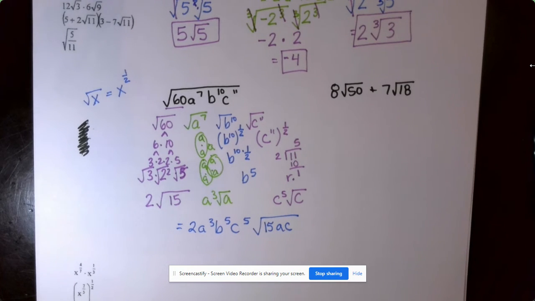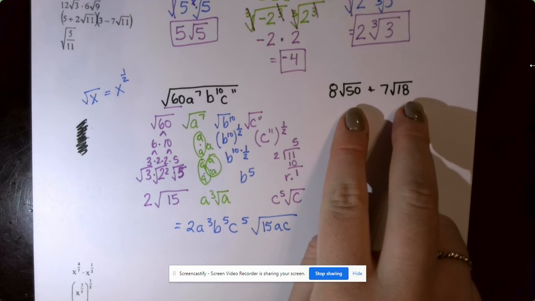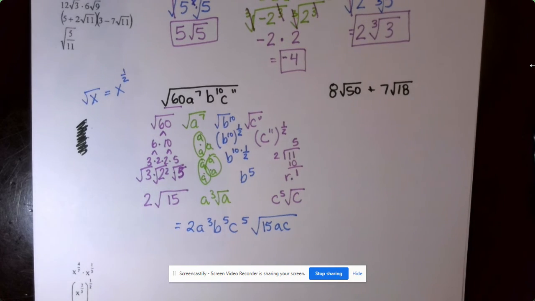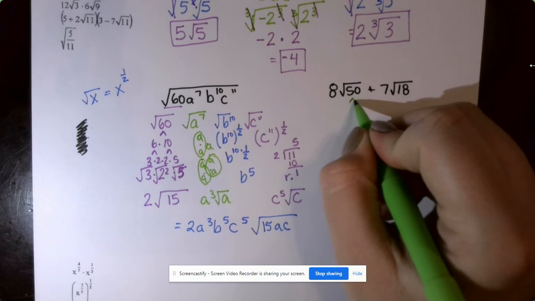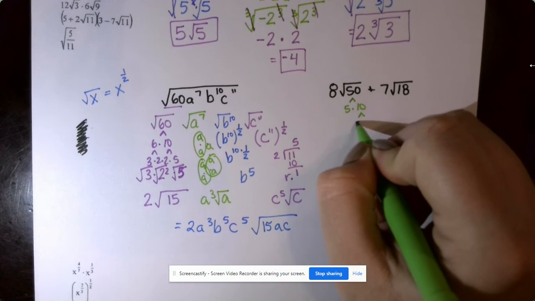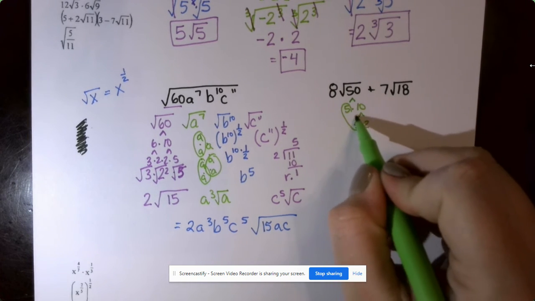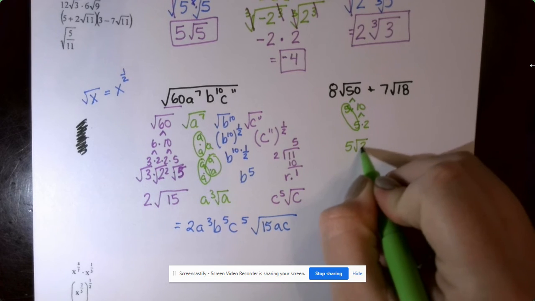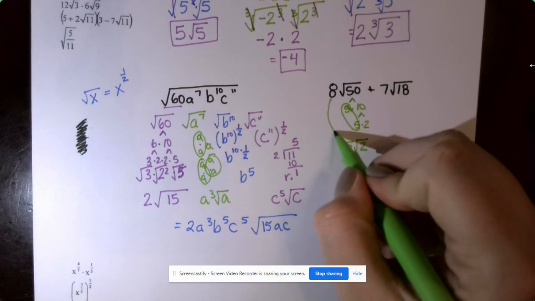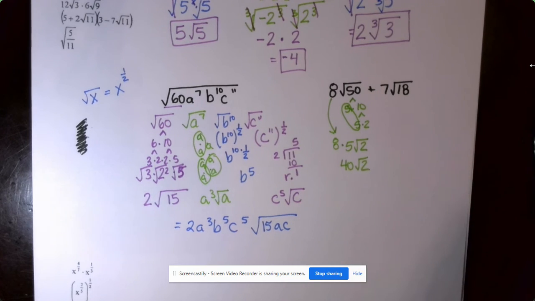You can also add radicals together. The deal is you need to have the same exact radical, and these are not. So the first thing we're going to do is simplify these radicals. And so I'm just going to break this one apart. So we've got, here we are, 5 square root of 2. Now the 8 was outside, so the 8 is going to remain outside and be multiplied. So you've got 40 square root of 2.